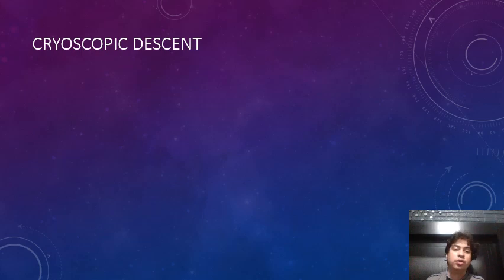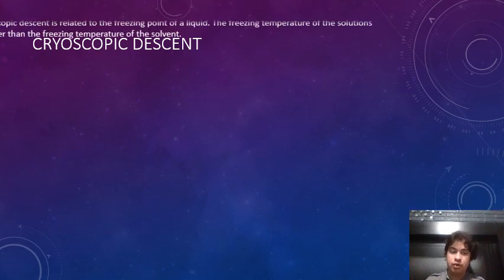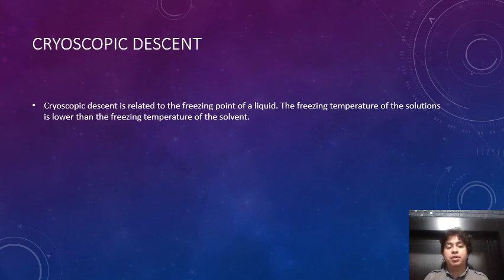The property is cryoscopic descent. What is it? The cryoscopic descent is related to the freezing point of a liquid. The freezing temperature of the solution is lower than the freezing temperature of the solvent. Okay? Freezing occurs when the vapor pressure of the liquid equals the vapor pressure of the solid.